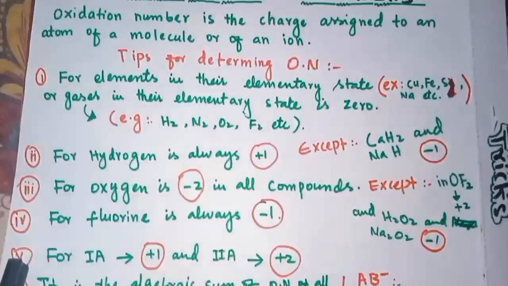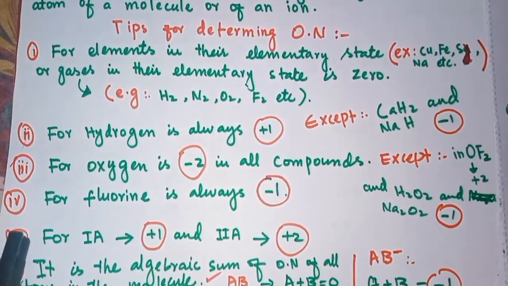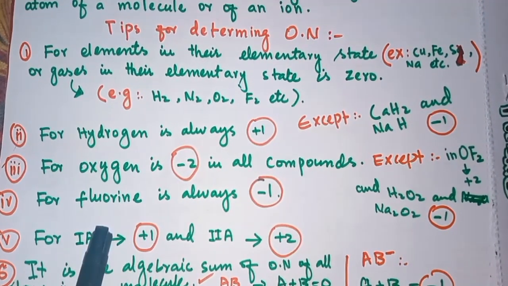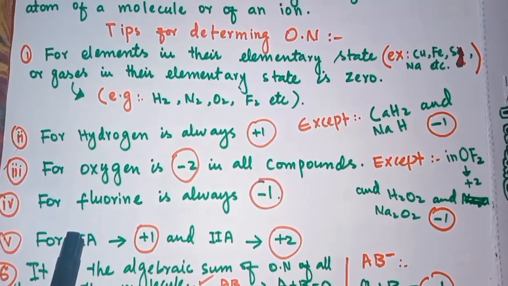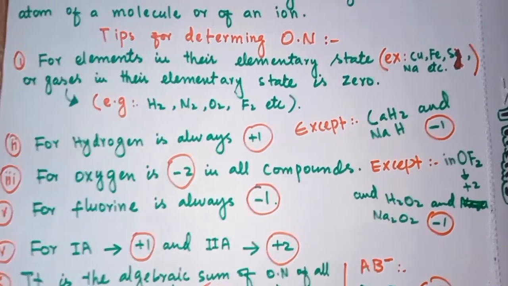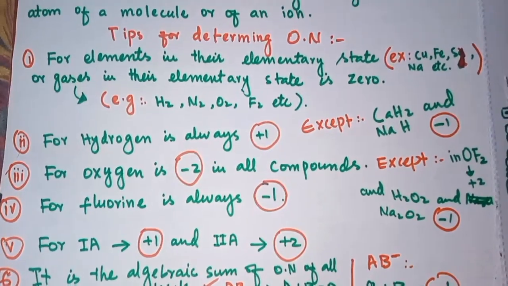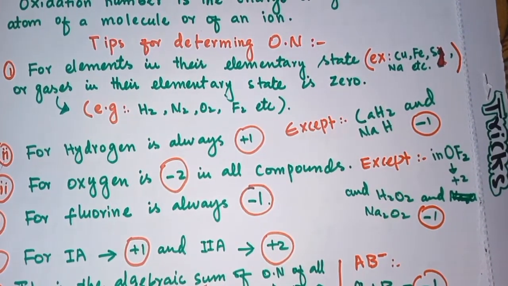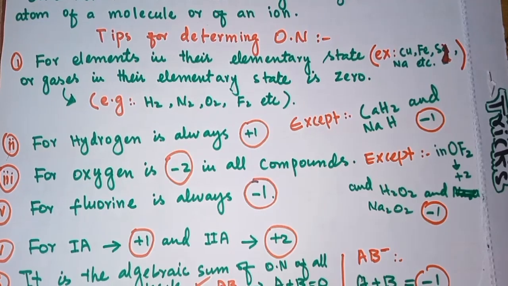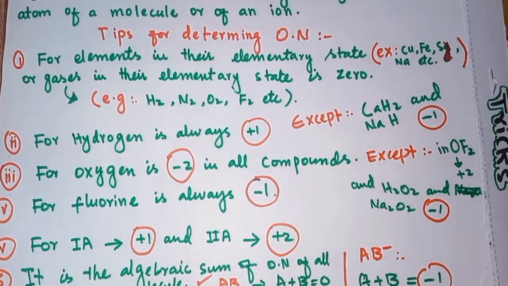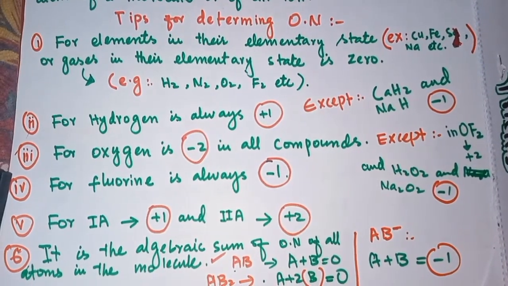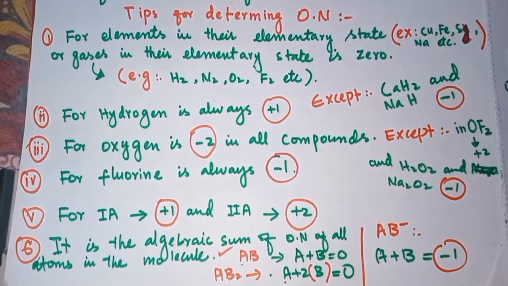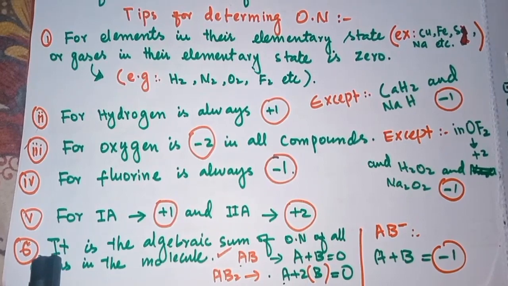Okay. Tip number 5: for group 1A the oxidation state is always +1. These groups belong to the alkali metals. For group 2A, the alkaline earth metals, the oxidation state is always +2. So why are we finding the oxidation number? It is the algebraic sum of the oxidation numbers of all atoms in a molecule. This is tip number 6.